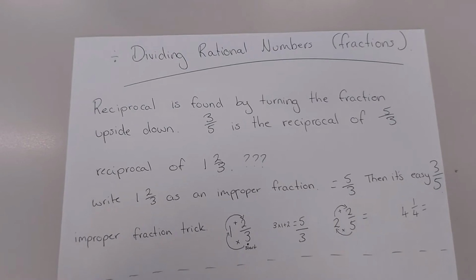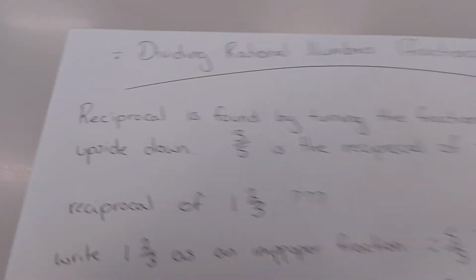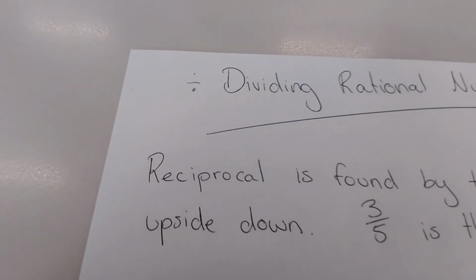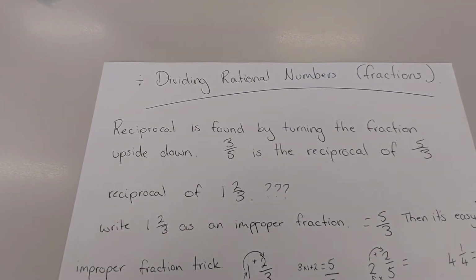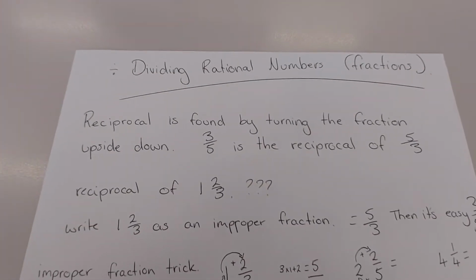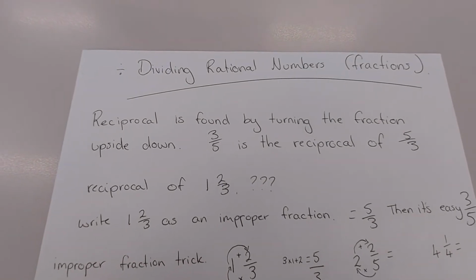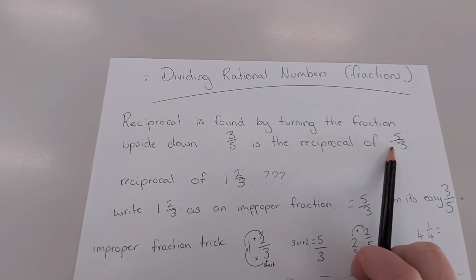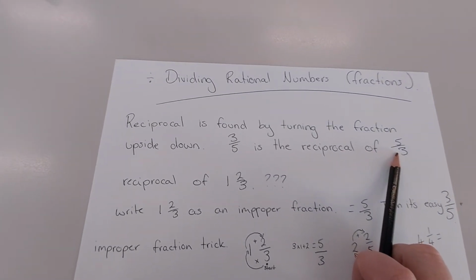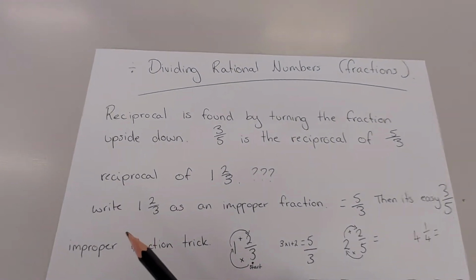So the first thing we're going to look at is reciprocals. Have a go at saying it. Reciprocal. A reciprocal is found by turning the fraction upside down. It is that easy. So 3/5 is the reciprocal of 5/3. Okay? It's the same thing upside down.